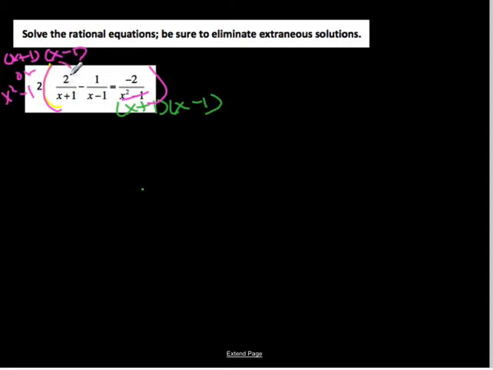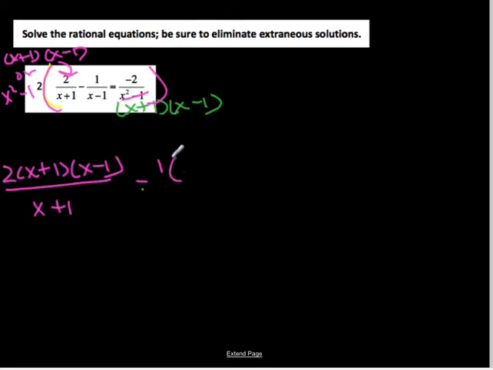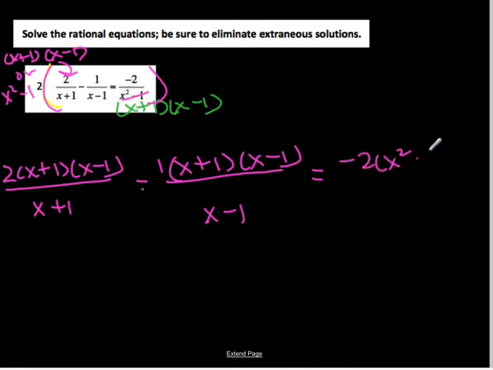So let's go ahead and distribute. I would have 2 times x plus 1, x minus 1, all over x plus 1, minus 1 times x plus 1, x minus 1, all over x minus 1, equals, in this case I'm going to use the x squared minus 1 because you see how the denominator here was written as x squared minus 1. So it's negative 2 times x squared minus 1, all over x squared minus 1. Now let's do my canceling. X plus 1s, x minus 1s, x squared minus 1s. Okay, good.